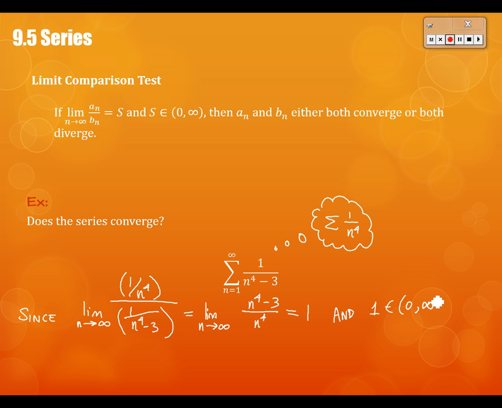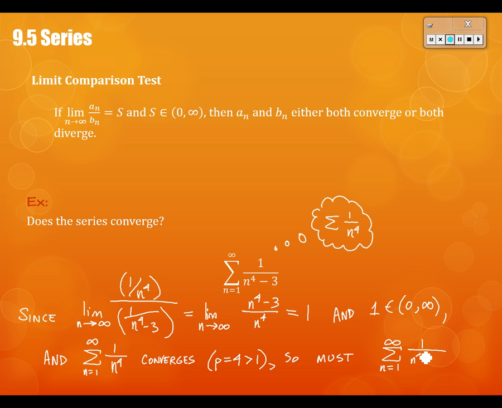Since the limit of this divided by this is 1, and 1 is a number in the open interval 0 to infinity, and, one more and, the sum of 1 over n to the 4th converges because p is 4. So must our series, by LCT, by the limit comparison test. Is this okay? Like I said, if you stack these in either order, you'll get a constant.